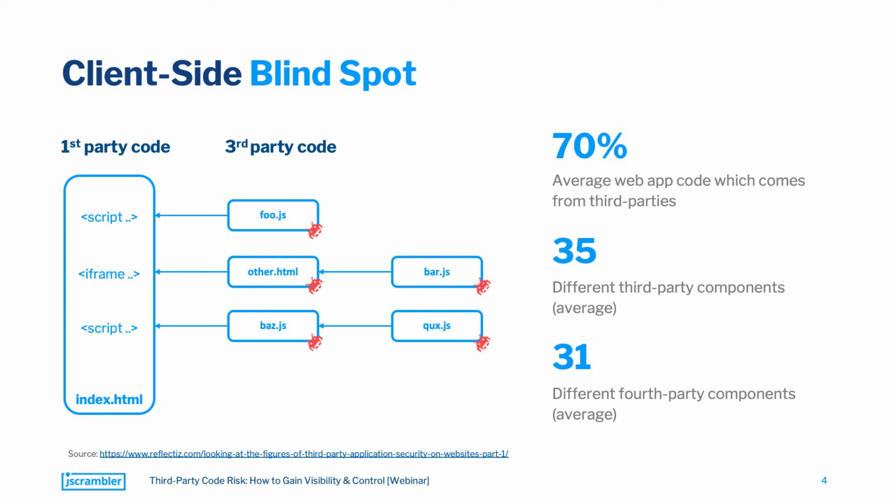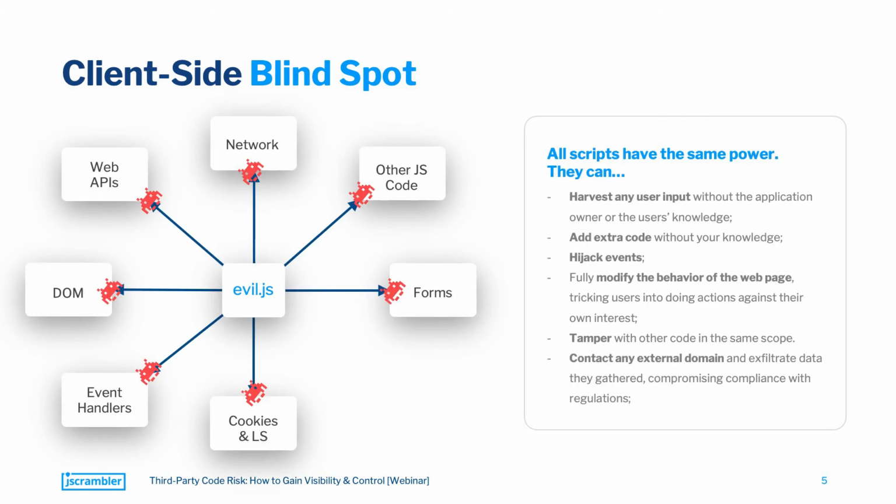So when that happens, we will inadvertently start serving this malicious code to our website visitors. The same happens when we have a fourth-party script like bar.js that is compromised. The malicious code will make its way down the supply chain, reaching the other .html file, meaning that it will end up running on our website as well.